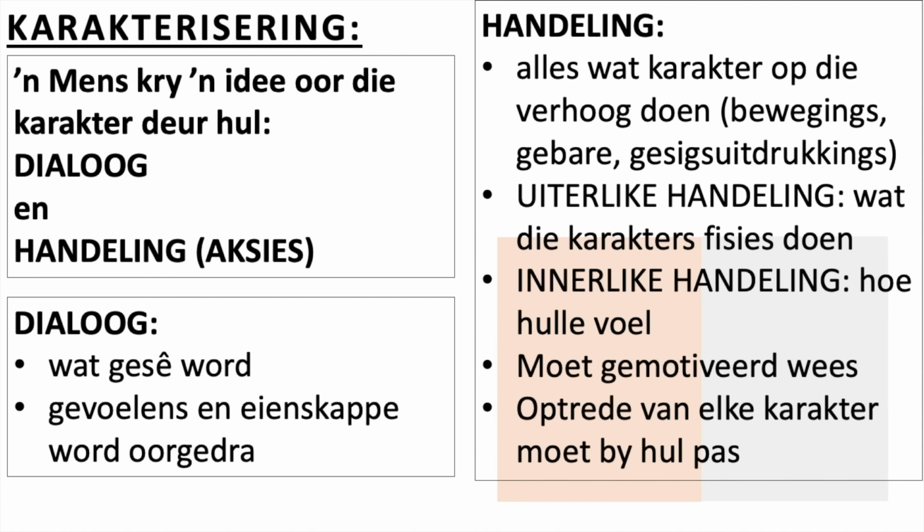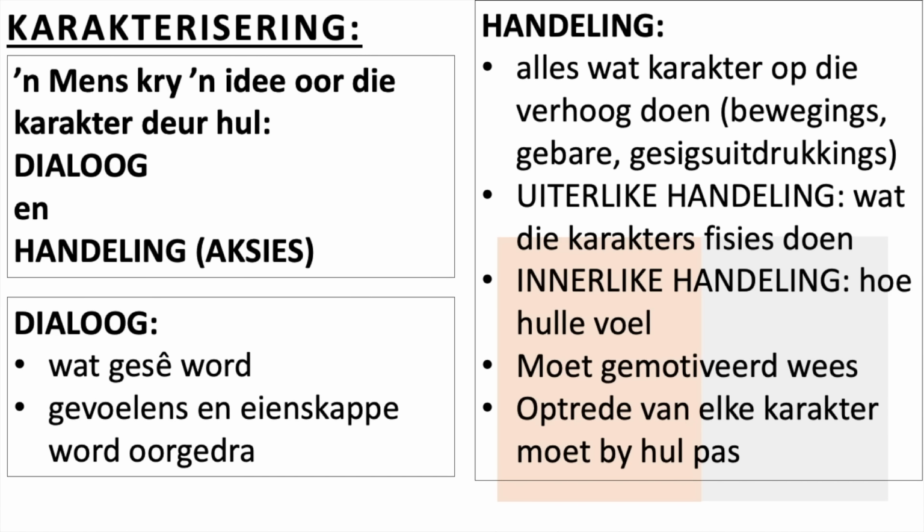And then handeling, so the action. Alles wat karakter op die verhoog doen, bewegings, gebare, gesigsuitdrukkings. So this refers to everything the character does on stage. The movements, the gestures they have, the body language, the facial expressions. And then we have two types of actions. So the one is uiterlike handeling, so handling that you can physically see. It's wat die karakter fisies doen, it's what the character does physically on stage. And then innerlike handeling is how they feel, so it's on the inside.